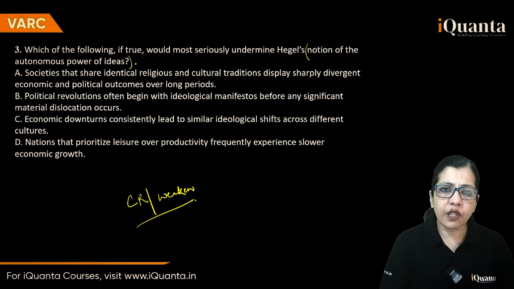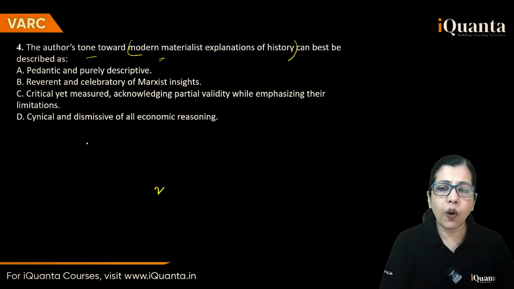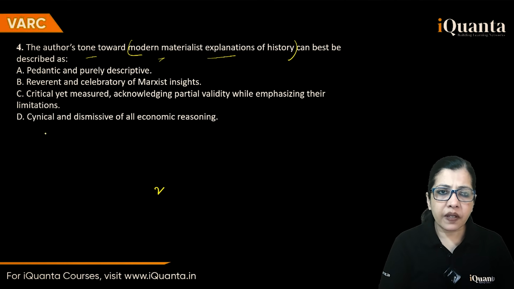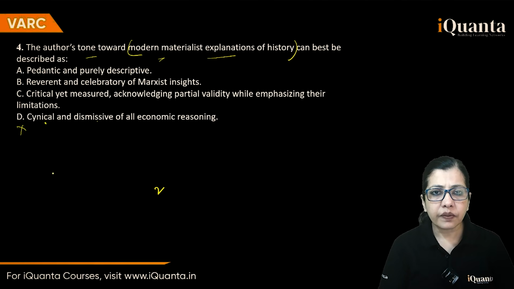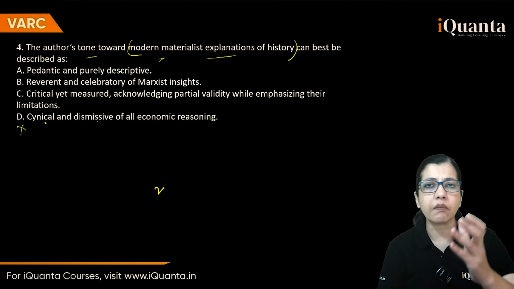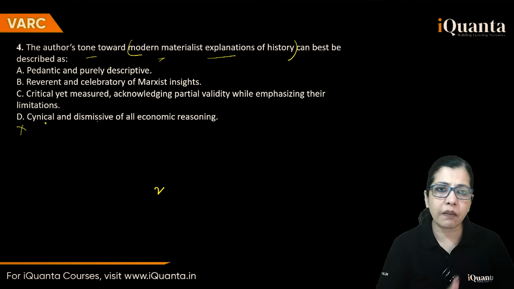Question 3. Which of the following would most seriously weaken? Oh, इसमें तो बाद में आना है, ठहर जाओ. Tone. Modern materialist explanations of history. Right? Modern materialist सबसे पहले तो ना elimination करके गंदगी हटा लो. So cynical is extreme, dismissive is extreme. Pedantic and purely descriptive. Purely descriptive may, he would not bring in so many people's names. He would not give so many examples.